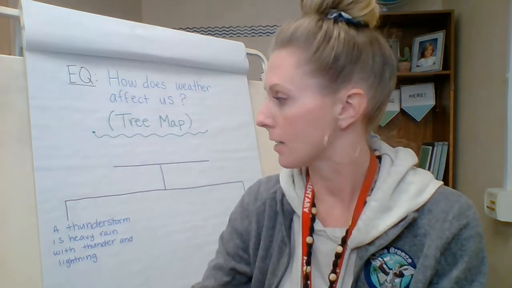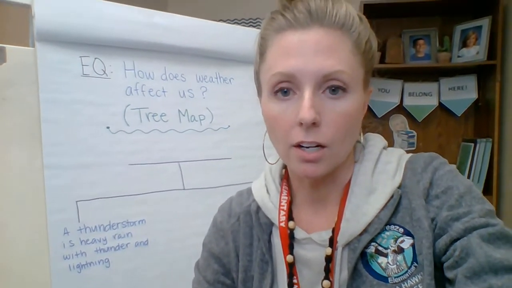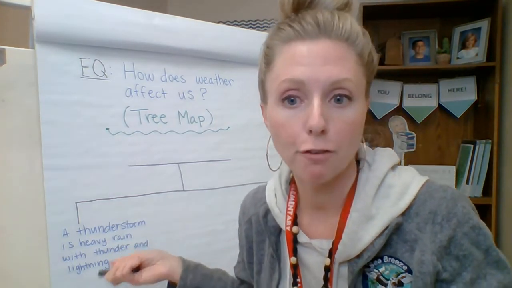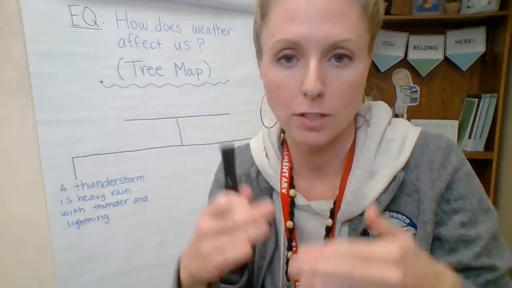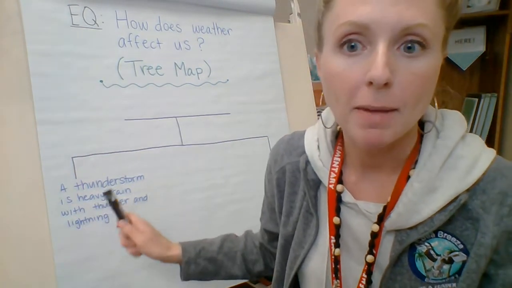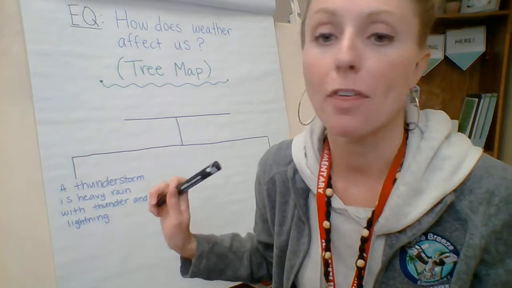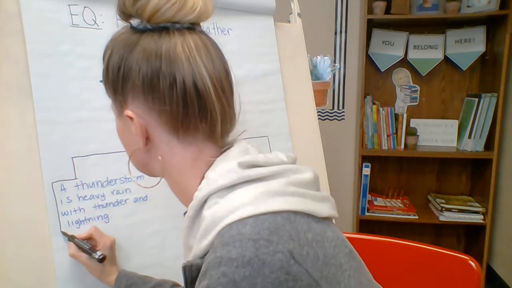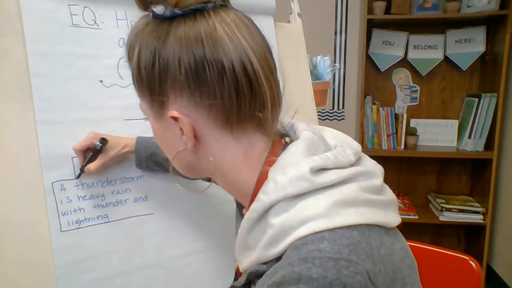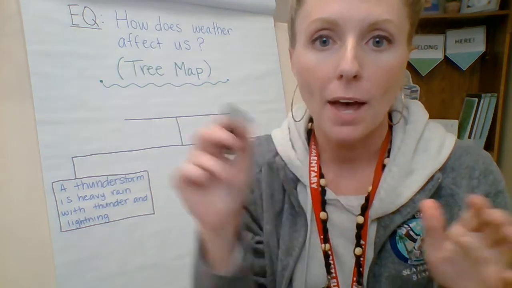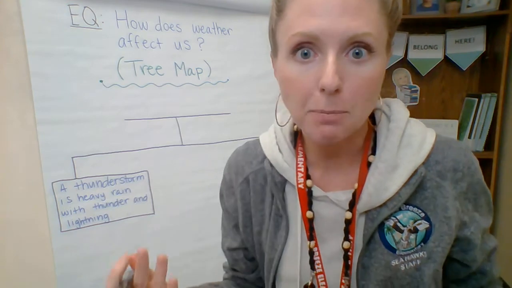Okay, and remember, as we write on our thinking maps, it's always good to practice writing first and then drawing any sort of square or circle around what you wrote. So I wrote, a thunderstorm is a heavy rain with thunder and lightning. Then I go ahead and create my box around that. Okay, let's keep reading and find some more key details about weather.